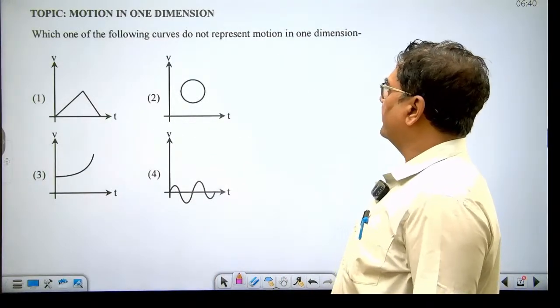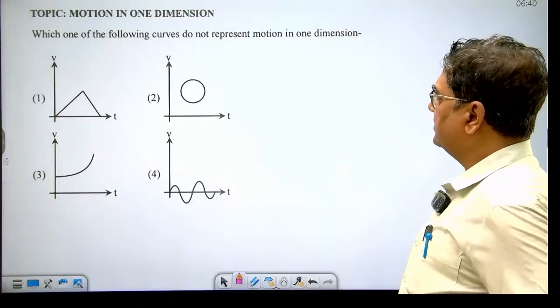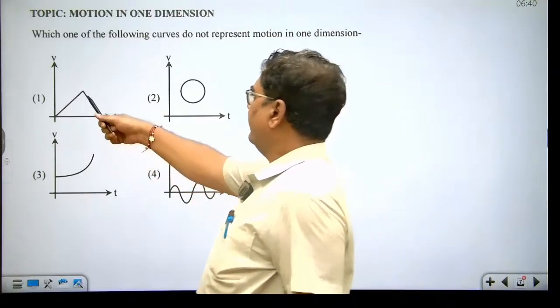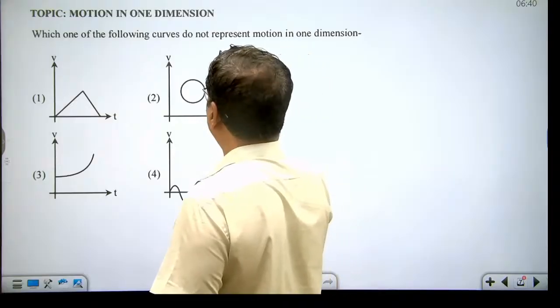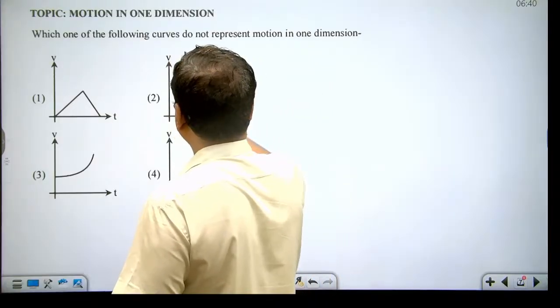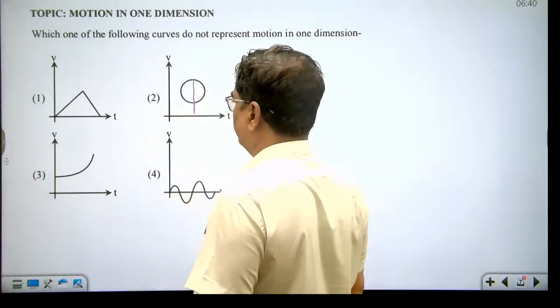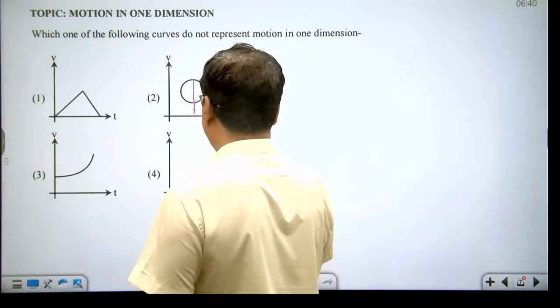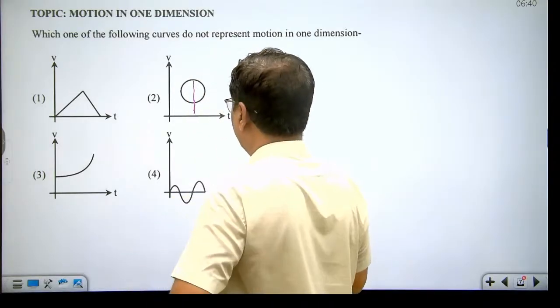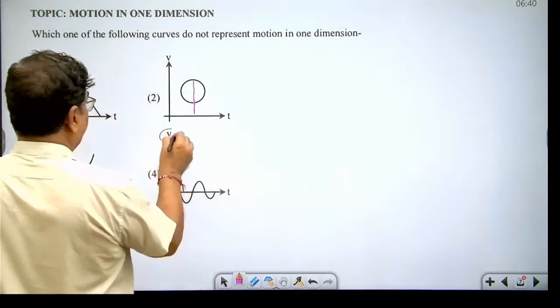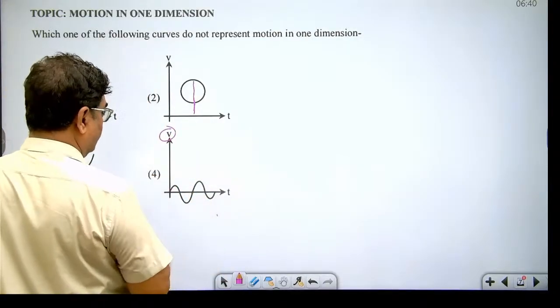Which one of the following curves does not represent motion in one dimension? Here, speed is decreasing, no problem. Time is also increasing. Here, what you are observing is that at the same time, two speeds are there. For a real object, this is not possible. Here, speed is increasing. Here, speed is increasing. If it is a speed-time curve, then this is also not possible because speed cannot be negative.